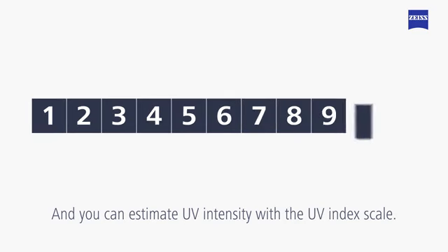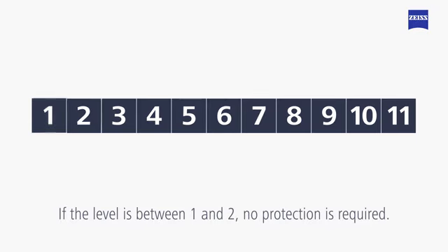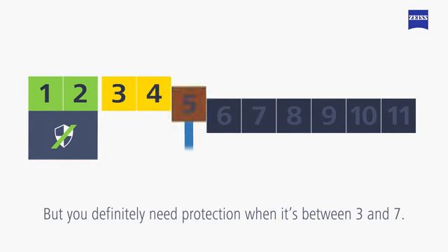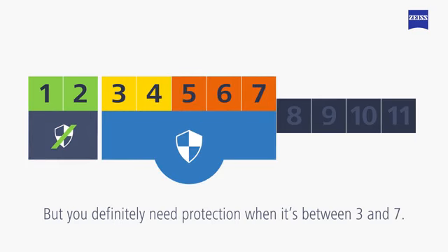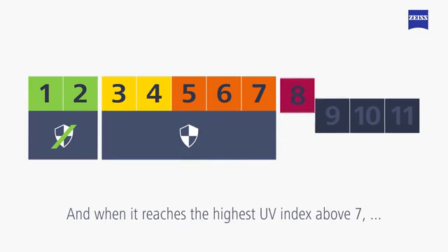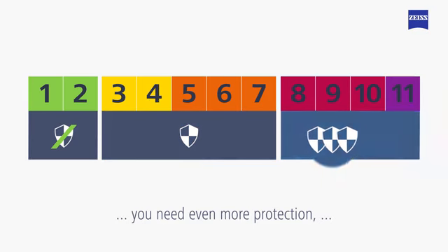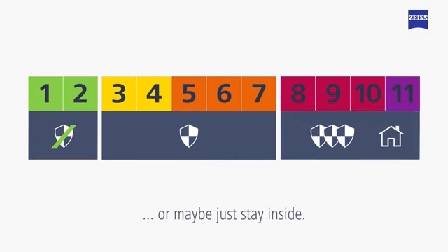And you can estimate UV intensity with the UV index scale. If the level is between 1 and 2, no protection is required. But you definitely need protection when it's between 3 and 7. And when it reaches the highest UV index above 7, you need even more protection. Or maybe just stay inside.